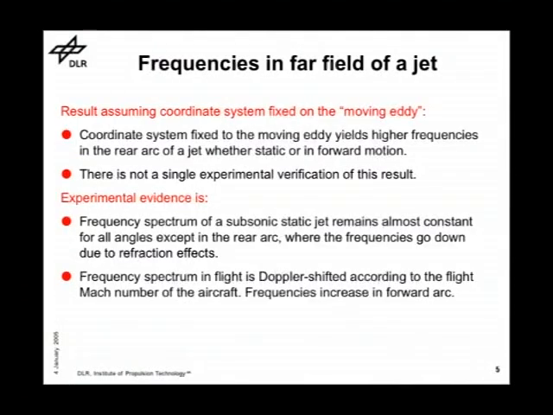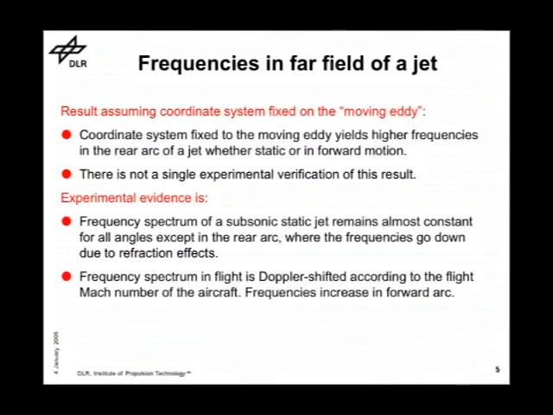If you assume a coordinate system fixed on the moving eddy, it moves backwards to the rear, then the frequencies in the rear arc should be higher than the forward arc, of course, due to Doppler frequency shift. And this is true for the static case as well as in flight. Even in flight, the eddies move to the rear. There is no single experimental verification for this.